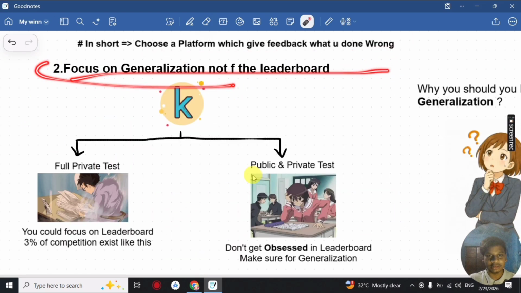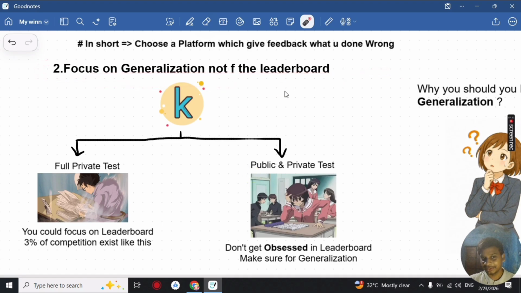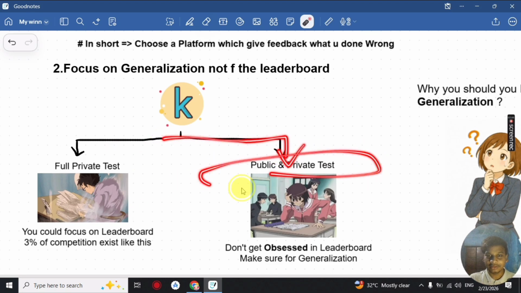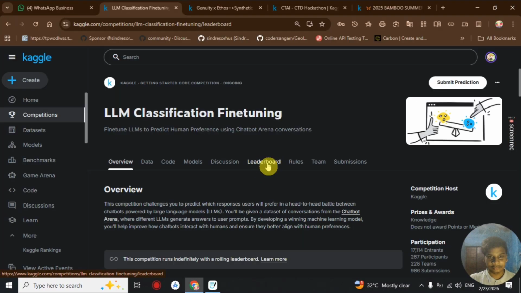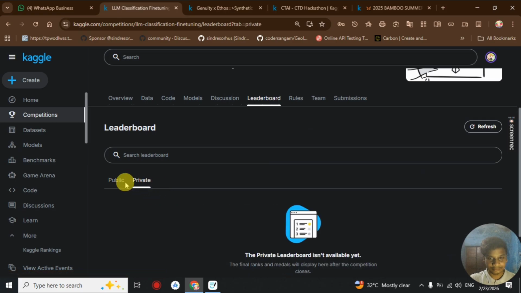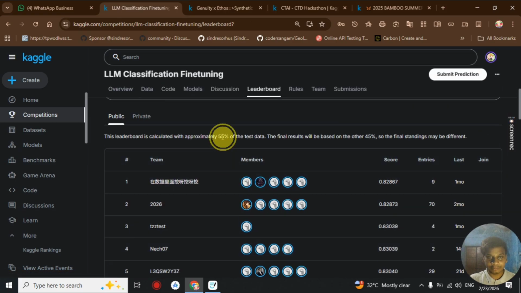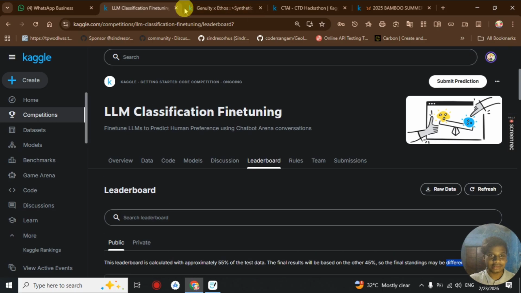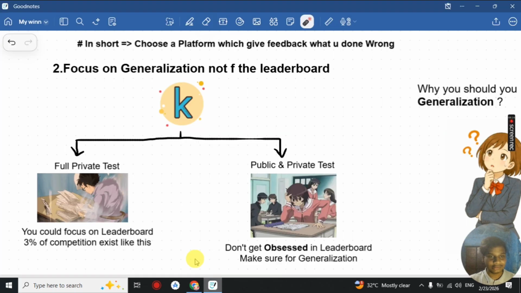Now the second point is that you should focus on generalization, not the leaderboard. In Kaggle you have two types of competitions. One has a full public test, and the second has a public and private test. For the full public test, you could find only a few competitions, like your playground competitions, where you see the full leaderboard, which is used for your rankings. For those, you could focus on the leaderboard only.